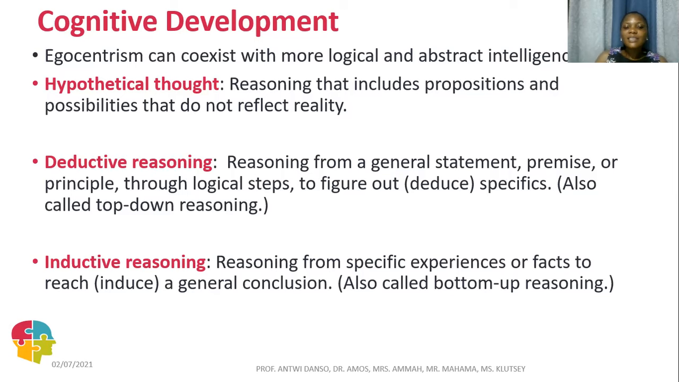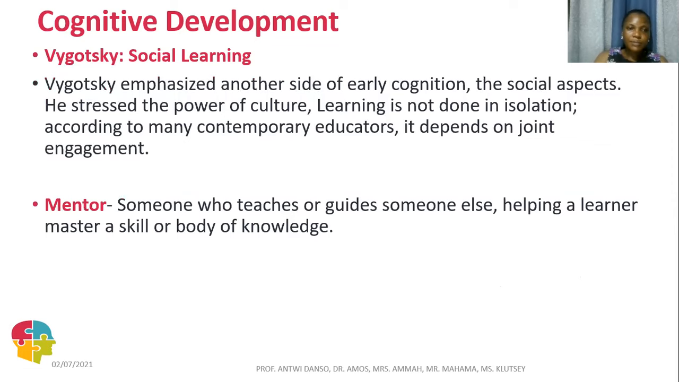Then we have inductive reasoning. You reason from a specific experience or fact to reach a general conclusion. So they can use their own experience to give what, a general conclusion. And that is what we call bottom-up reasoning. We have another theory called what? Vygotsky. Vygotsky talked about social learning.